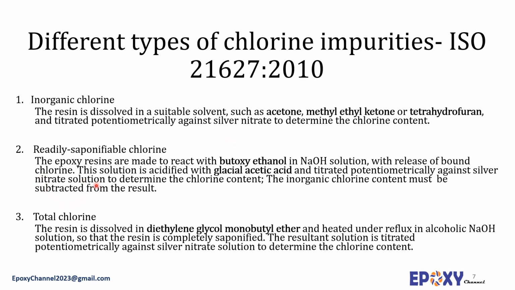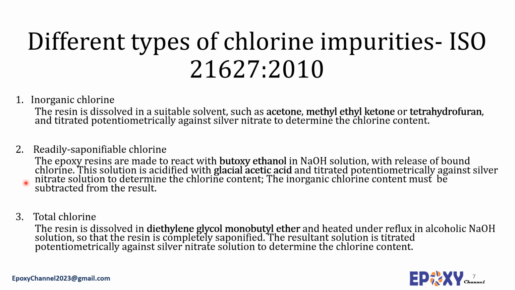In readily saponifiable chlorine, the epoxy resins are made to react with butoxyethanol in NaOH solution with release of bound chlorine. This solution is acidified with glacial acetic acid and titrated potentiometrically against silver nitrate solution to determine the chlorine content. The inorganic chlorine content must be subtracted from the results before reporting.